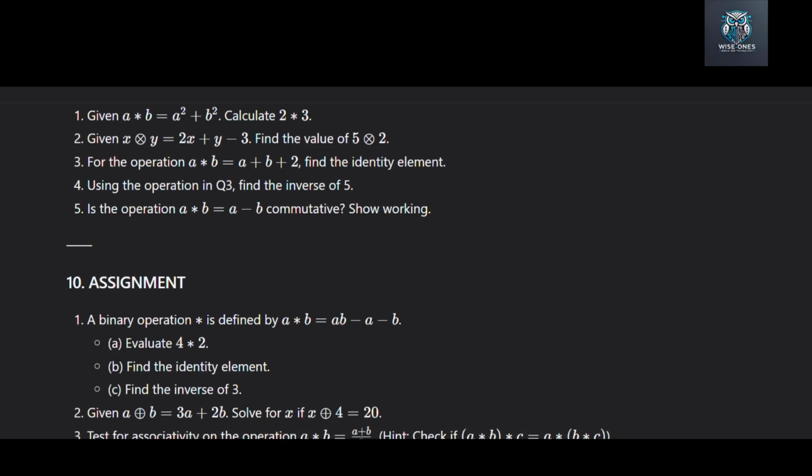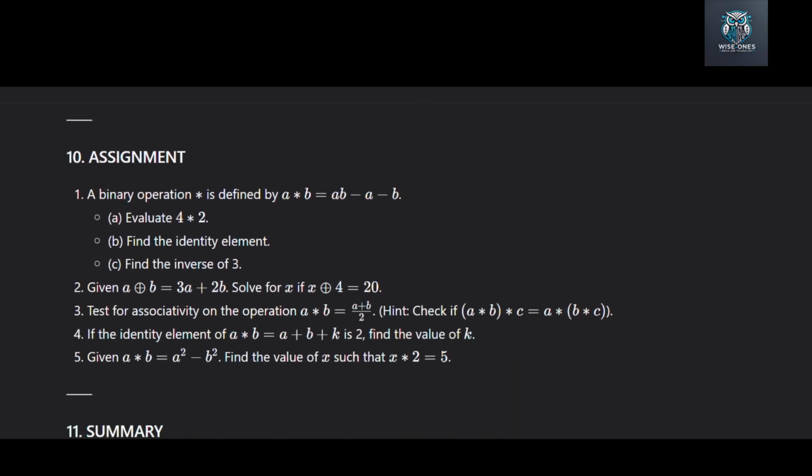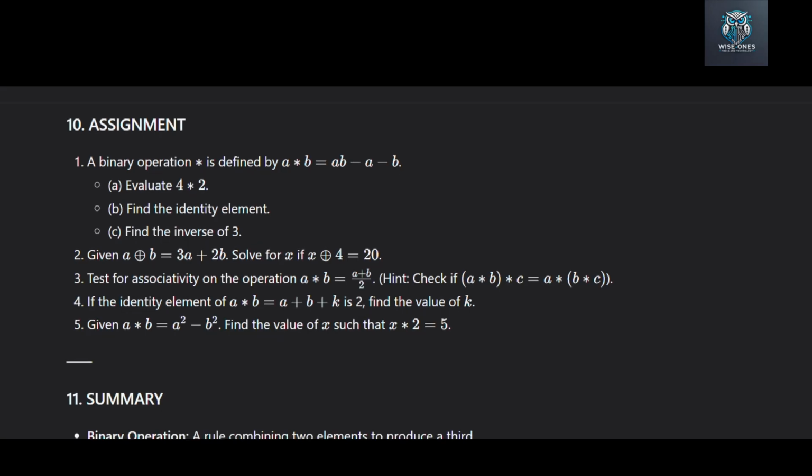Section 10. Please do these at home. Question 1. A binary operation star is defined by a star b equals a times b minus a minus b. Part A, evaluate 4 star 2. Part B, find the identity element. Part C, find the inverse of 3. Question 2. Given a circle plus b equals 3 times a plus 2 times b. Solve for x if x circle plus 4 equals 20.